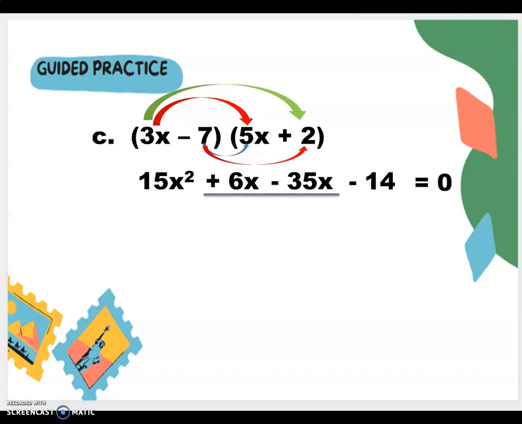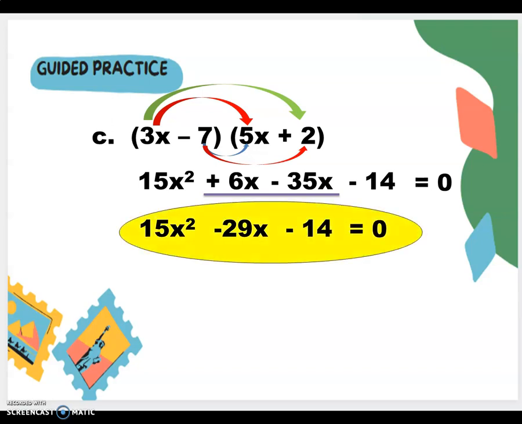And combine like terms. Ayan, magkaiba sila. So, subtract. So, 15x squared. 35 minus 6 is 29. Sign is negative kasi mas malaki po si 35. Minus 14 is 0. So, this is the standard form. So, quadratic term is 15 positive. Linear term is negative 29. And the constant term is negative 14.